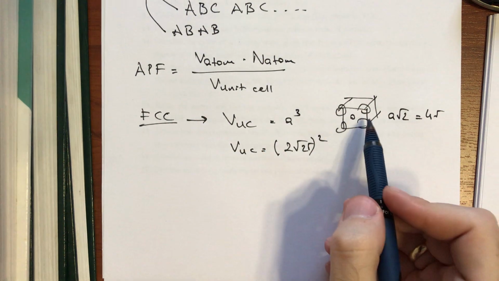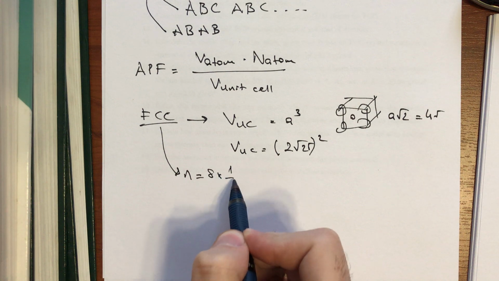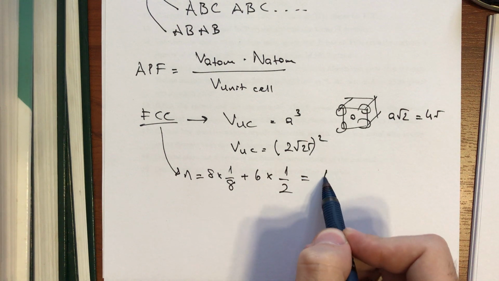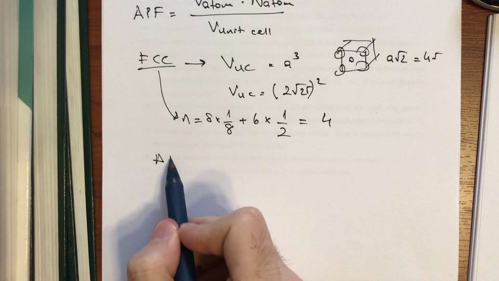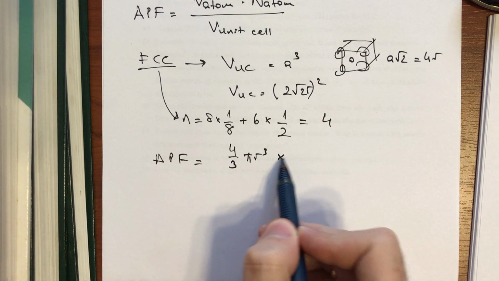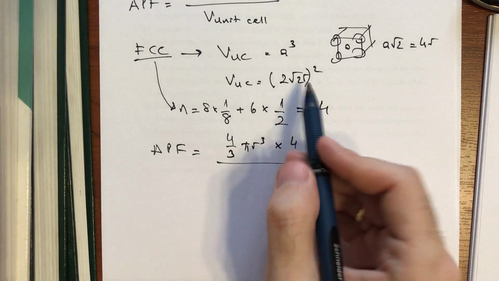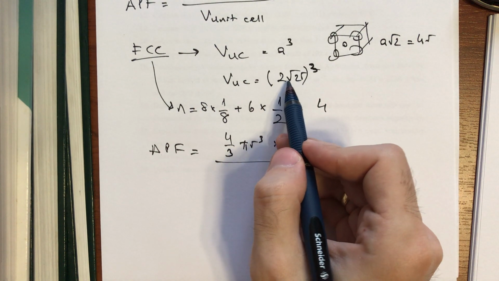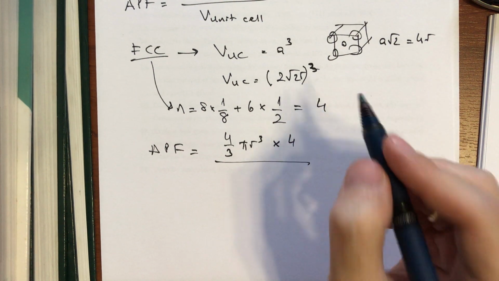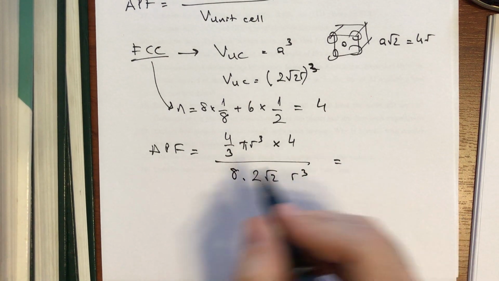Now, how many atoms are included in this face-centered cubic? 8 corner atoms, 1/8 of each, plus 6 face atoms, half of each, in total 4 atoms. Now, atomic packing factor: 4/3 pi r cubed times 4 atoms divided by the volume of the unit cell, which is (2 square root 2 r) cubed. 2 cubed is 8, square root 2 cubed is 2 square root 2. So 8 times 2 square root 2 r cubed.